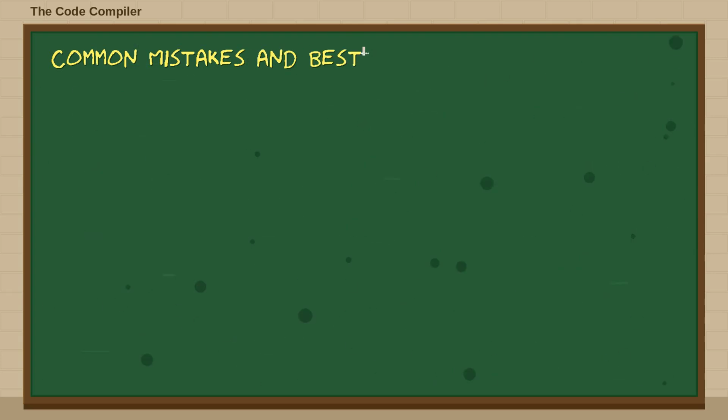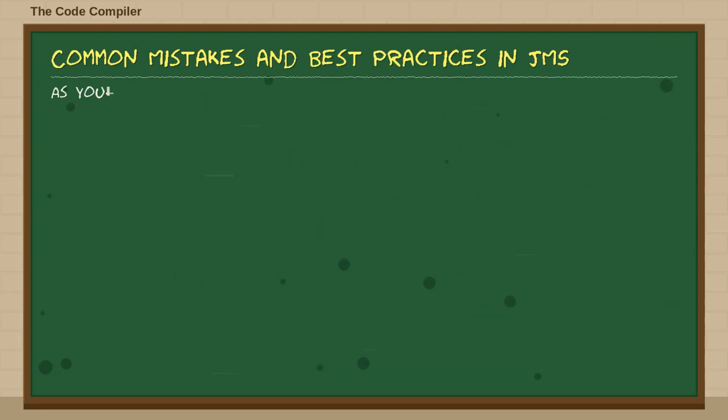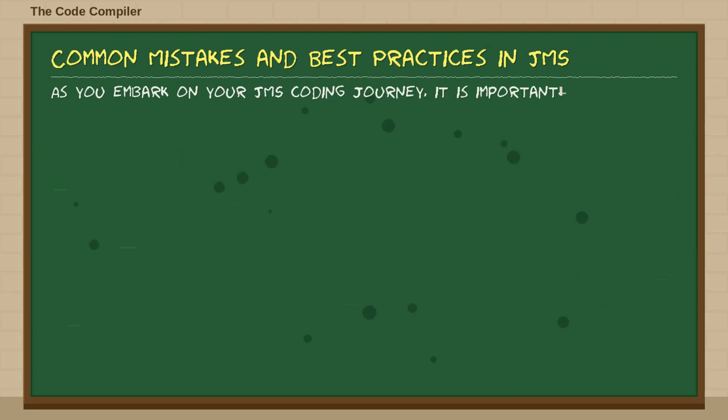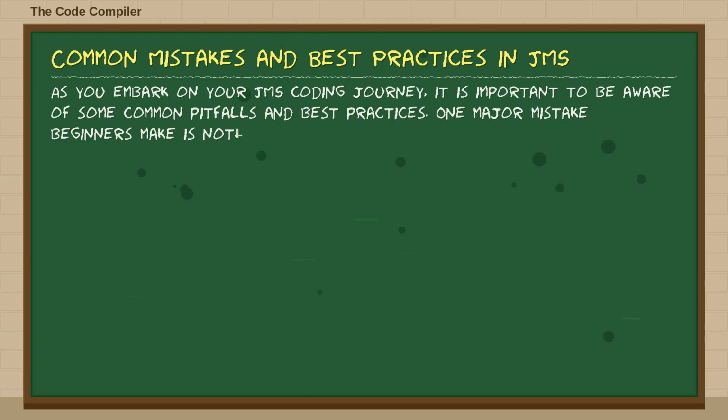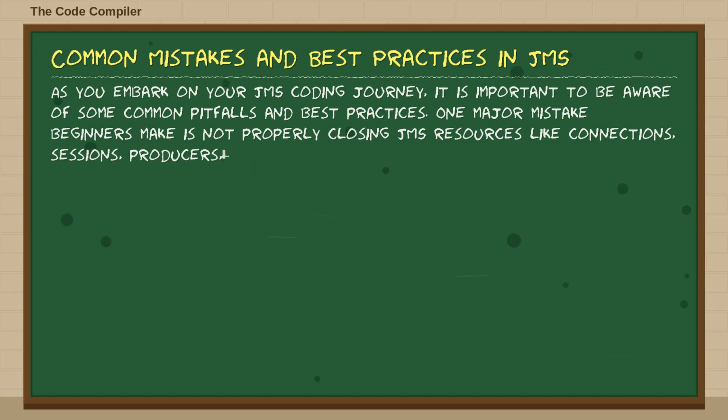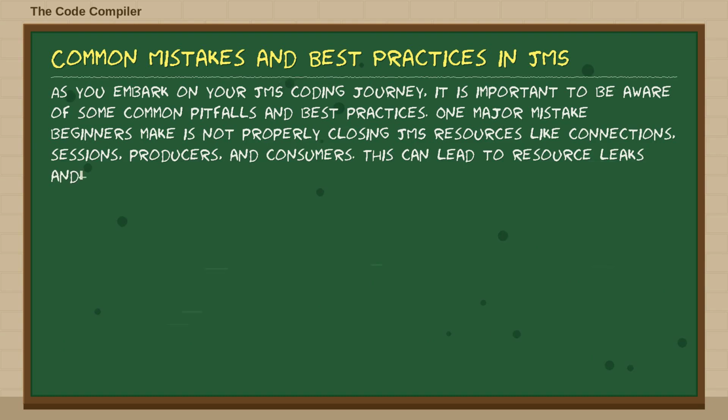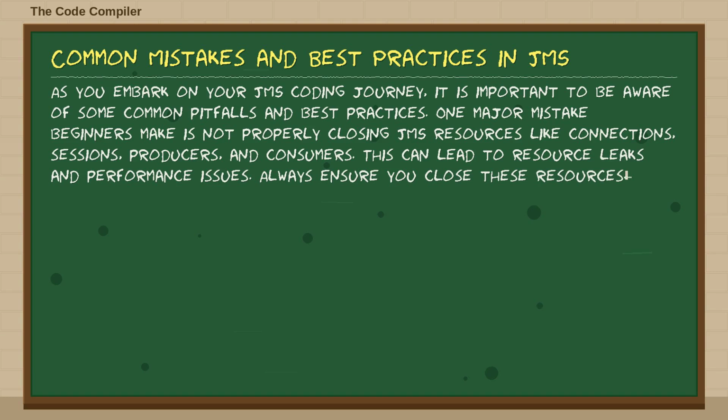As you embark on your JMS coding journey, it is important to be aware of some common pitfalls and best practices. One major mistake beginners make is not properly closing JMS resources like connections, sessions, producers, and consumers. This can lead to resource leaks and performance issues. Always ensure you close these resources in a finally block or use try-with-resources.